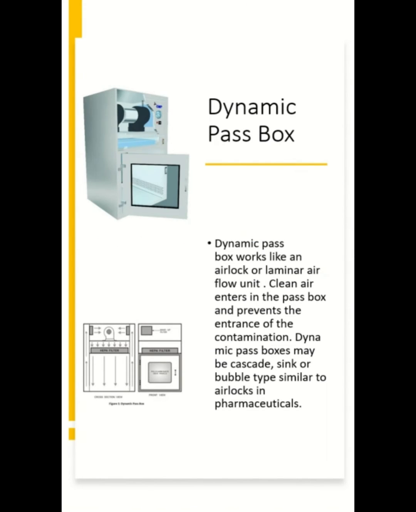Dynamic pass boxes work like laminar flow hoods or airlocks. They can be of the shrink type, cascade, or bubble. The principle of how it works is that it does not allow the air of the lower grade into the higher grade, so it's like a barrier to contamination. It improves your contamination control and acts as a barrier in your area when you're transferring goods from a lower grade to a higher grade, or maybe to the same grade of higher cleanliness.